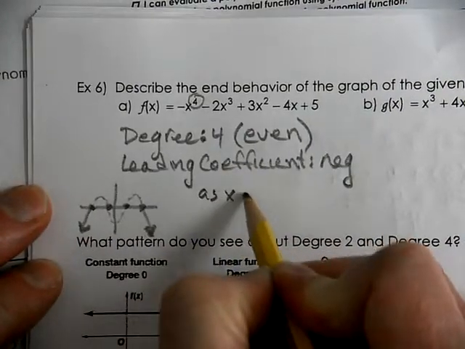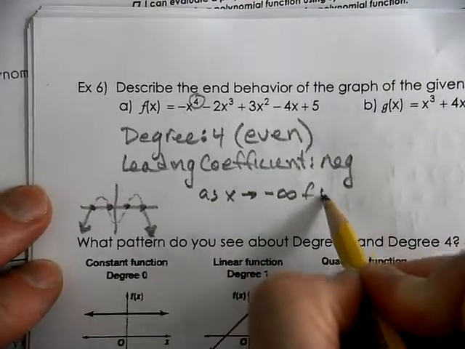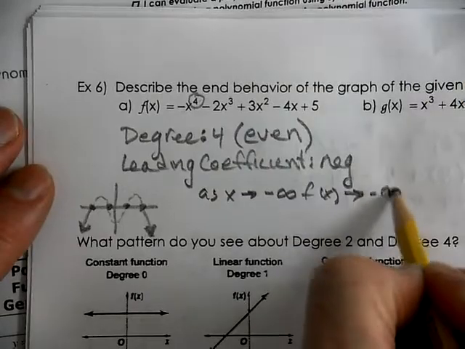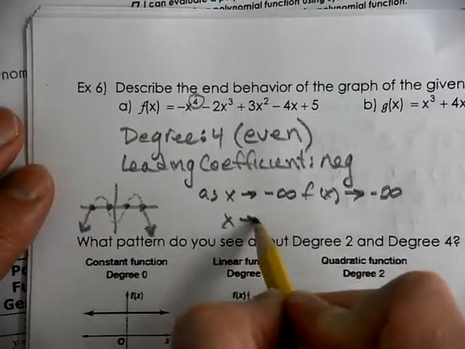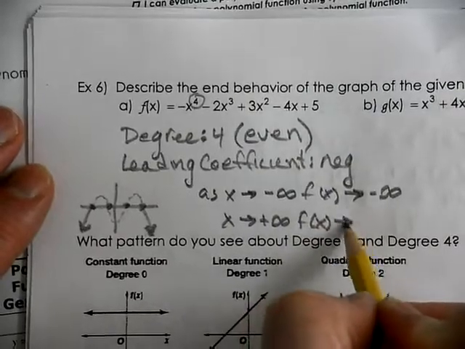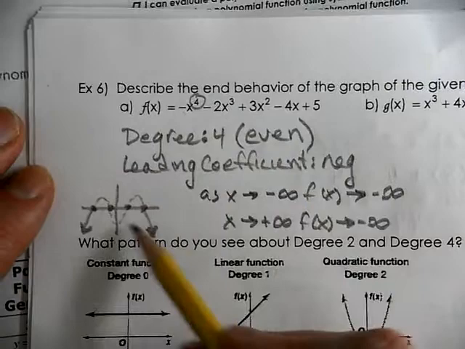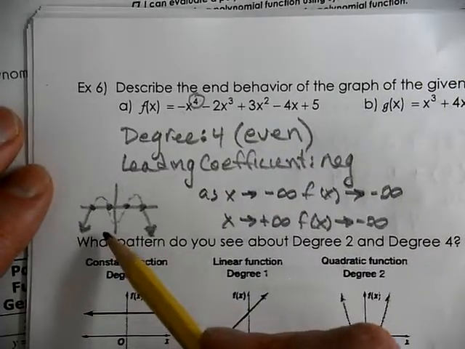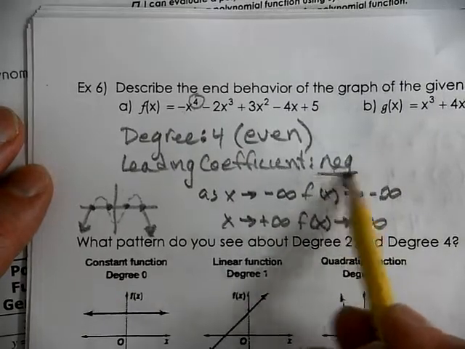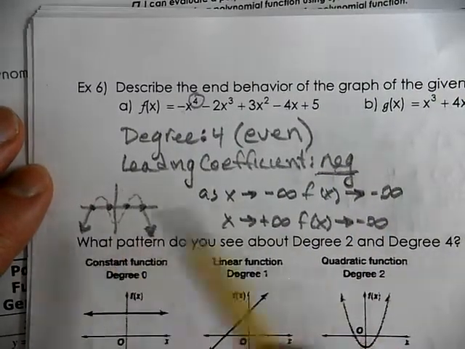So as x approaches negative infinity, the function goes down. As x approaches positive infinity, the function also goes down. An even degree, they're going to go in the same direction. A negative leading coefficient is going to fall to the right, so it has to fall to the left.